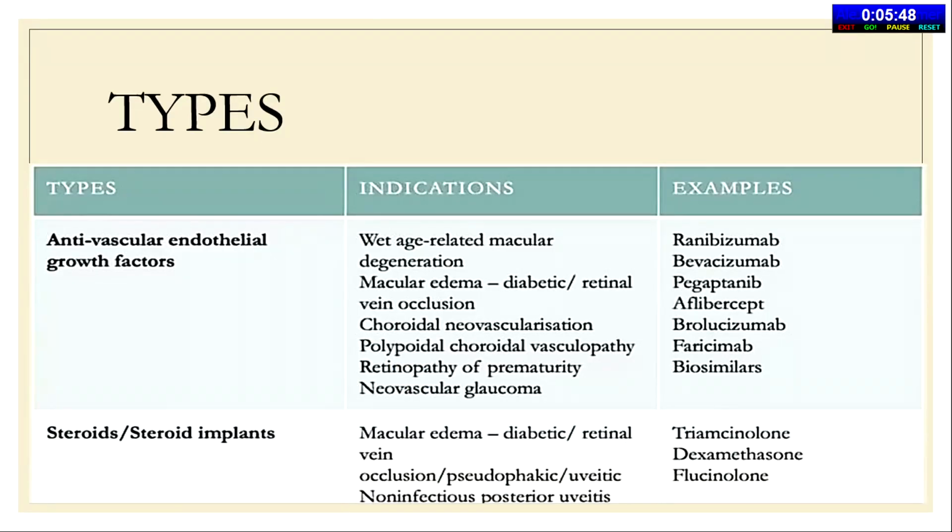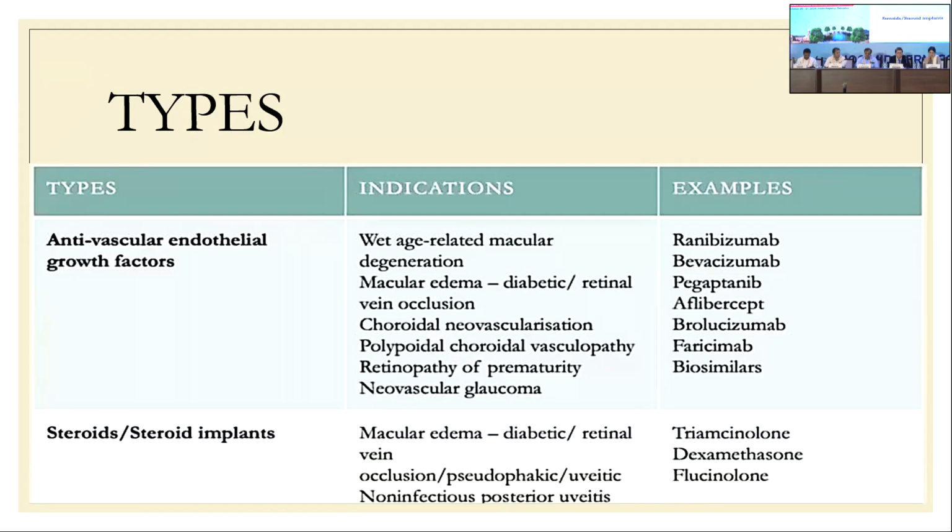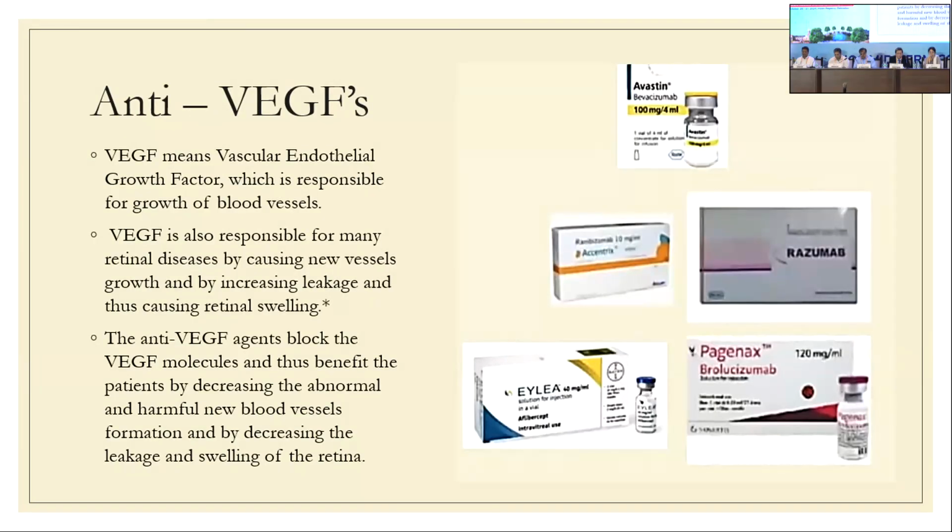So the indications we all know, wet AMD, macular edema, diabetic and retinal vein occlusions, BRVO, CRVO, choroidal neovascularization, PCV, ROP and neovascular glaucoma. So when we talk about anti-VEGF injections, they are ranibizumab, bevacizumab, pegaptanib, aflibercept, brolucizumab, faricimab, and biosimilars. So in steroids, we have triamcinolone, dexamethasone, and fluocinolone, and also dex implant.